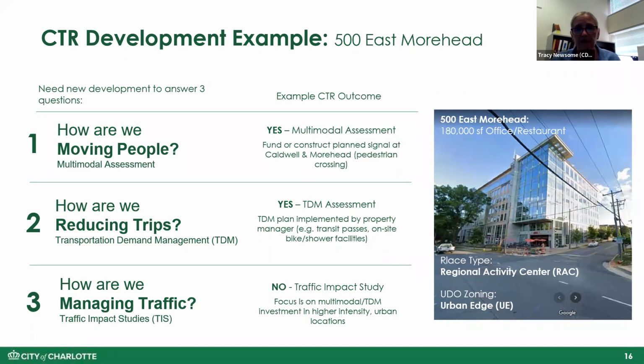And finally, this really defines the difference between the way the CTR would work and the way the traffic impact study works. If the focus is on multimodal and TDM, because this is a high intensity urban location, this would not have triggered a traffic impact study under the CTR the way a project in a different location, or of a different size, might have. That's just intended to be a quick illustrative example of how these three different types of assessments work together based on context and scale of development.